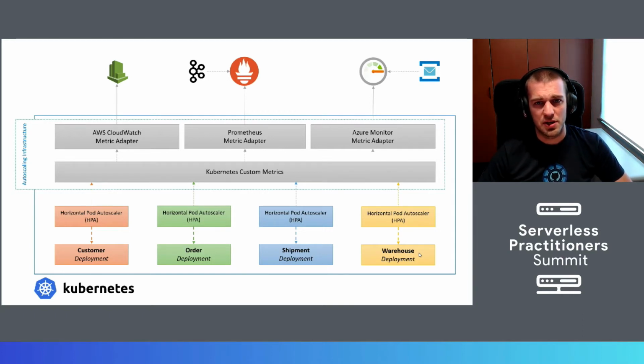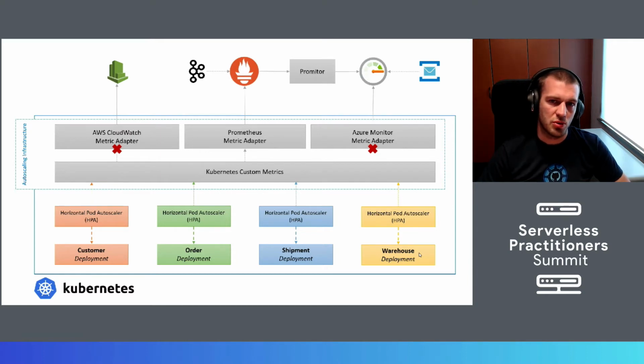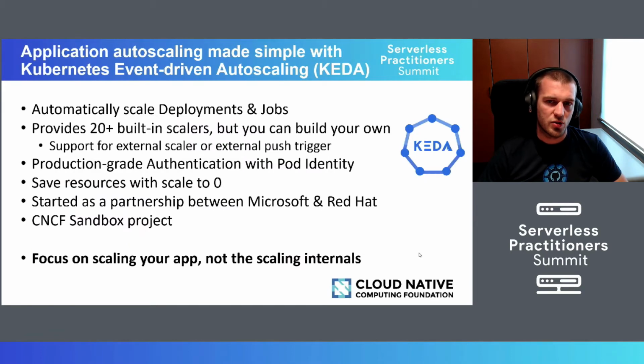Now, the problem is you can only use one metric adapter. That means you need to choose which one you want to use. And then you need tools like Prometheus to basically bring the metrics into that one system. That's a bit cumbersome, and you need to be a bit of a Kubernetes wizard to understand all of that stuff. So we're trying to make that simple with KEDA, where we allow you to auto-scale deployments and jobs without having to worry about how to do it. You just have to tell us what you want to scale on and when, and we'll handle everything for you.